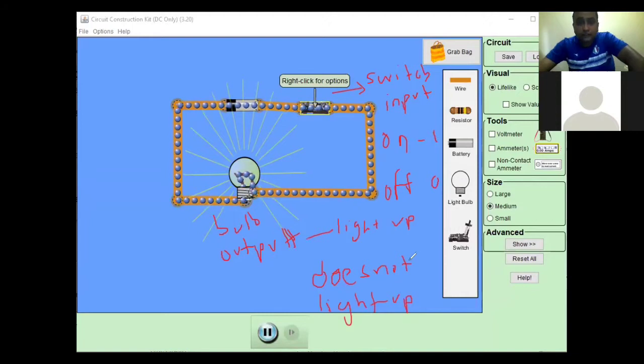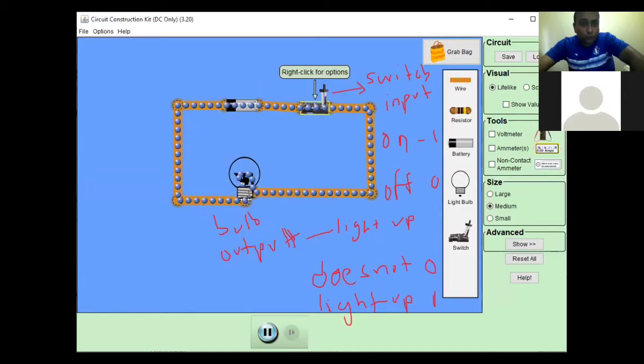If it lights up, your logic will be logic 1. Doesn't light up, logic 0. So this one means there is output. If I switch off, that means there's no output. Sorry, 0 means no input or no output. 1 means you have input or you have output. So we use numbers to show the situation.